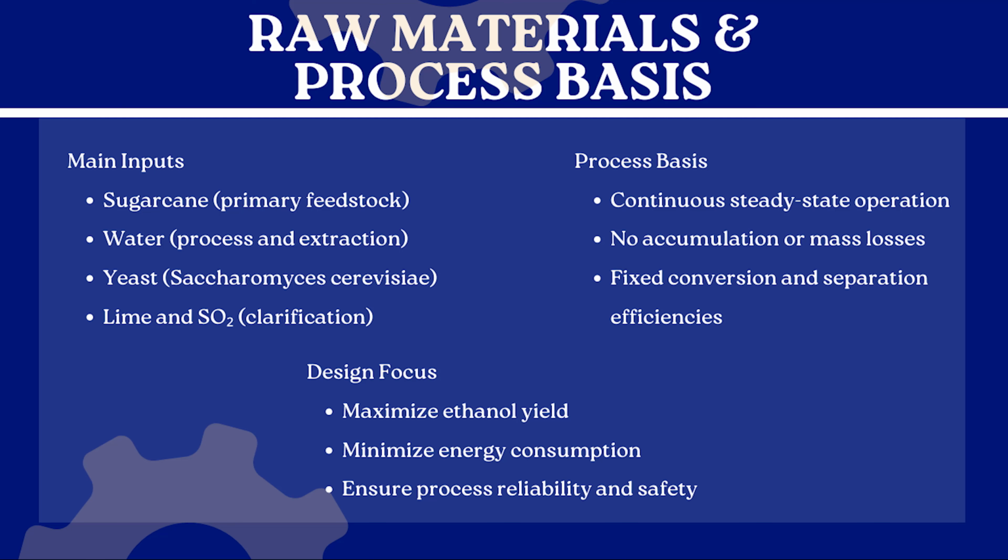Sugarcane is the main raw material. It contains sugar that we converted to ethanol. Water is used for extraction and processing. Yeast helps convert sugar into ethanol. Lime and SO2 are used to remove the impurities. The process runs continuously in a steady state. No mass loss. What goes in is equal to what goes out. Fixed efficiency. Our goal is to get a high ethanol yield with low energy and safe operation.